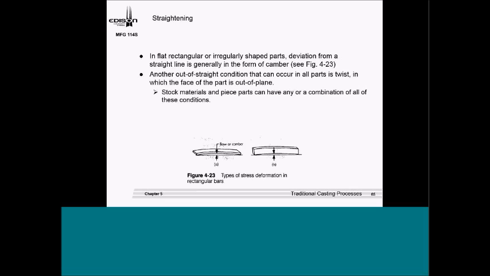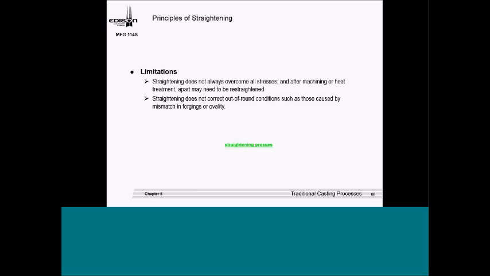Straightening flat rectangular or irregular shaped parts where you have a bow or camber. I actually talked a little bit about welding also, that if we know we're going to get a bow, we'll put a pre-camber in there, so when we weld it, it's going to be a lot straighter. So what are the principles of straightening? Because of time restraint, we have the limitations here of what we need to watch out for. And this link here will show you various straightening presses used in industry.